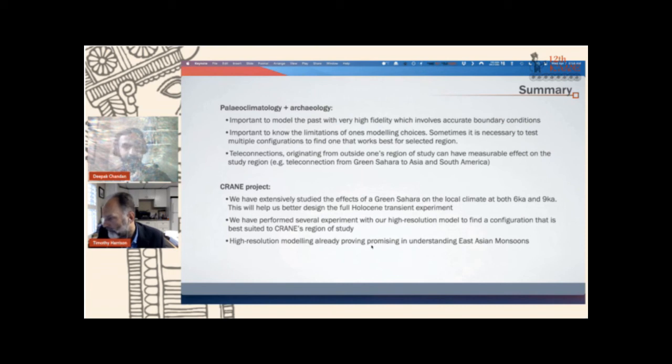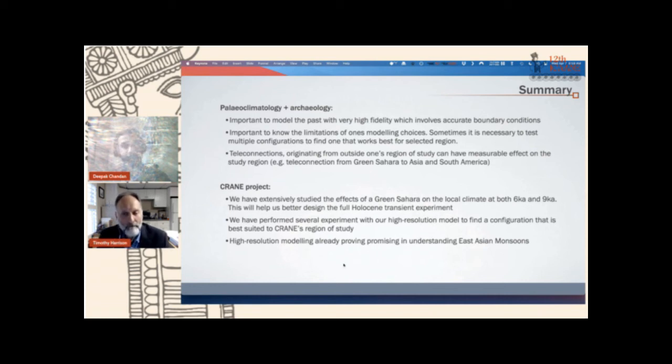For the ICAANE project, we have exhaustively studied the effects of Green Sahara on the local climate at different times in the Holocene. This will help us design the full transient Holocene experiment. We have performed several experiments with our high resolution model to find a configuration that is best suited to ICAANE's region of study. And we're making good progress there, and we should have some mid-Holocene results very soon.